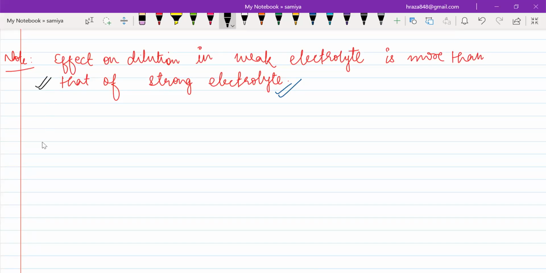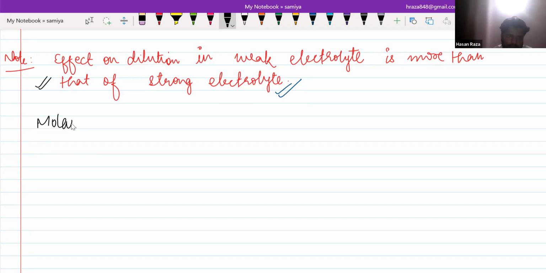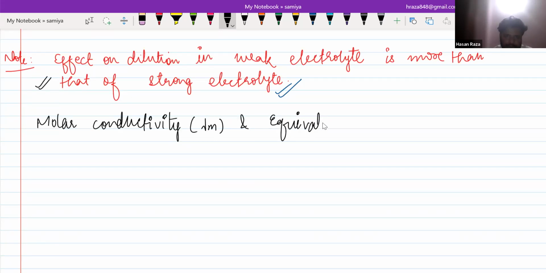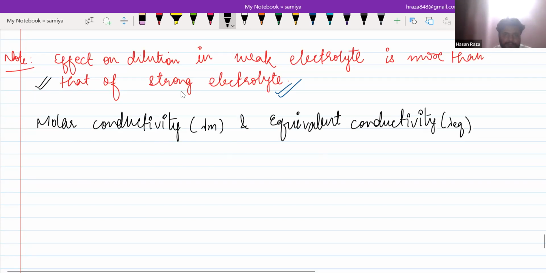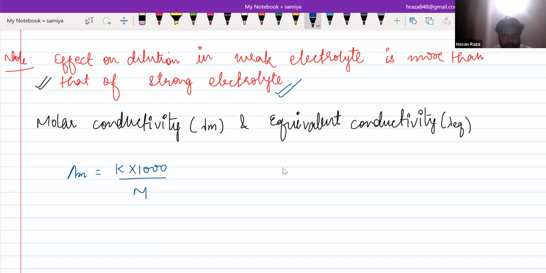Yes, sir. Now see, molar conductivity, that means lambda m, and here it is equivalent conductivity, that means lambda eq. We have a formula: lambda m is equal to kappa into 1000 upon M, and lambda eq is equal to kappa into 1000 upon N.